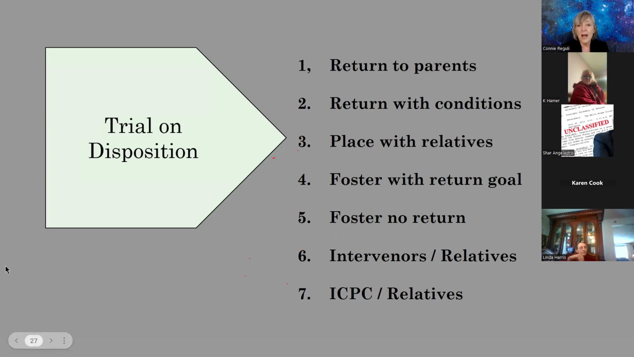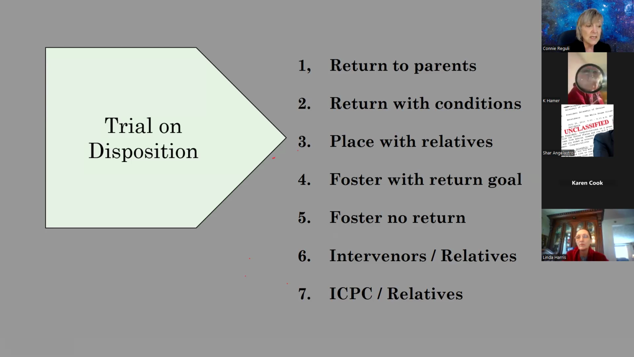All right, so the trial on disposition means that after there's been an adjudication that the facts are correct in the petition, there are still several things that can happen. So the kids can still go to their parents, or they can go to the parents with certain conditions on them. I don't see this very often, but the attorneys again should be asking for it.